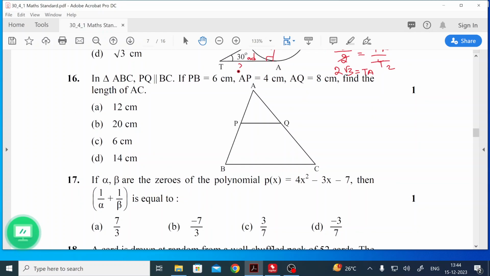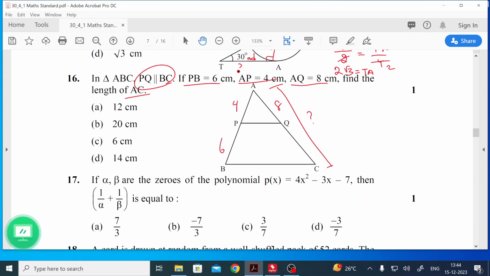Here also, nothing is mentioned. PB 6, AP 4, AQ 8. Find AC. Full length they are asking. Listen children, we will use the parallel property only because PQ is parallel to BC, it's mentioned. So we can go directly with Thales theorem, surely we can use. But AC they are asking. Find QC, then add with 8, you will get the answer. That is one route. Or else directly you go with the corollary part of Thales.